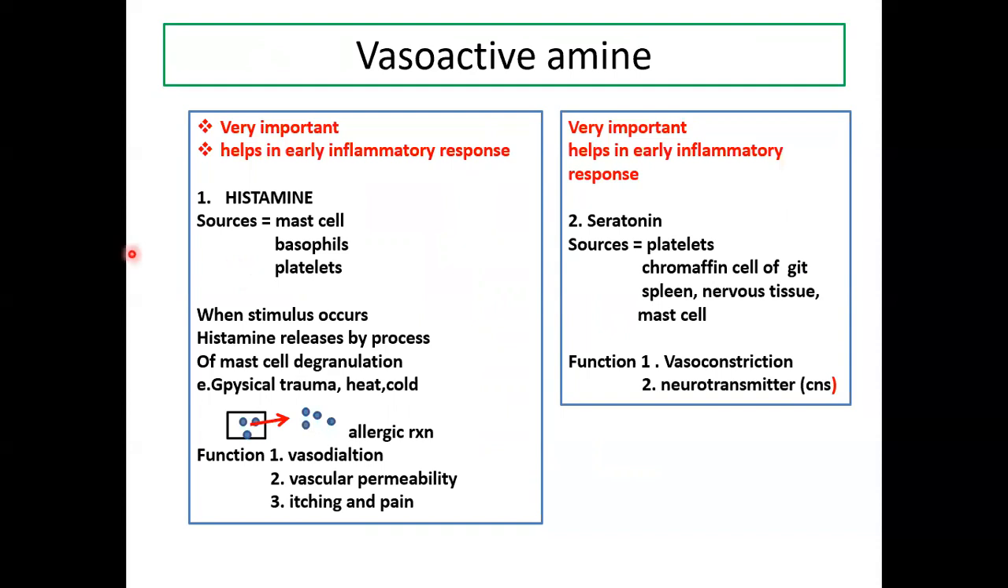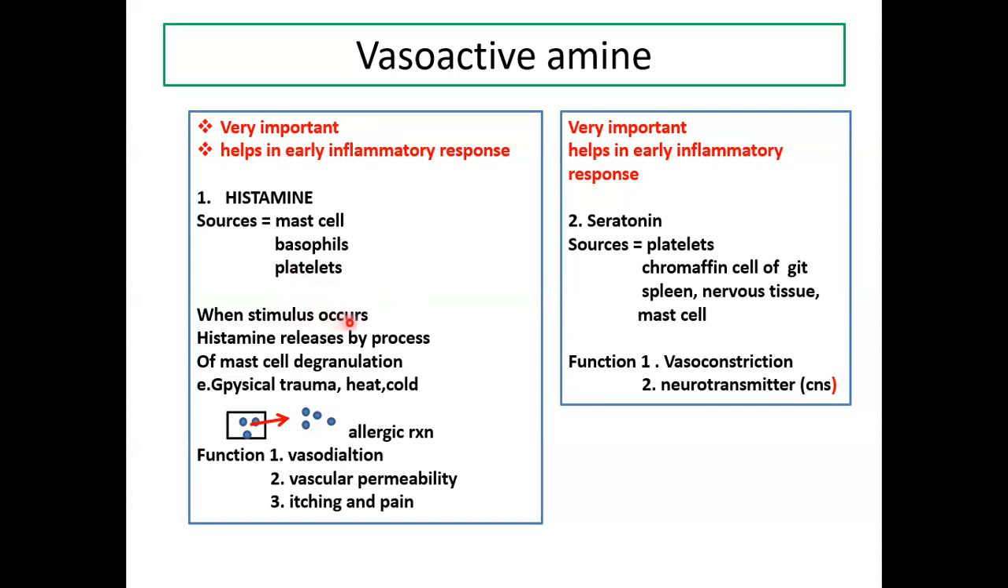Now the first one is histamine. The sources of histamine are mast cells, basophils, and platelets. If you are asked the sources of histamine: mast cells, basophils, and platelets.